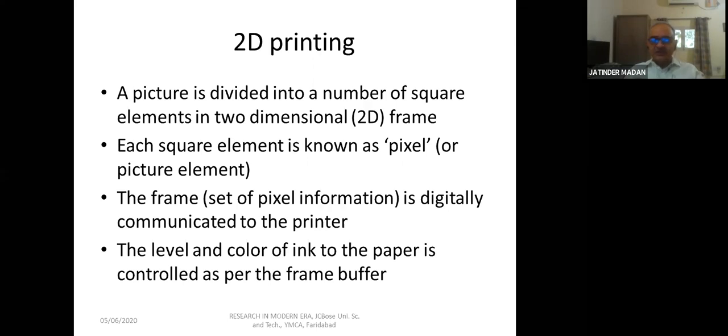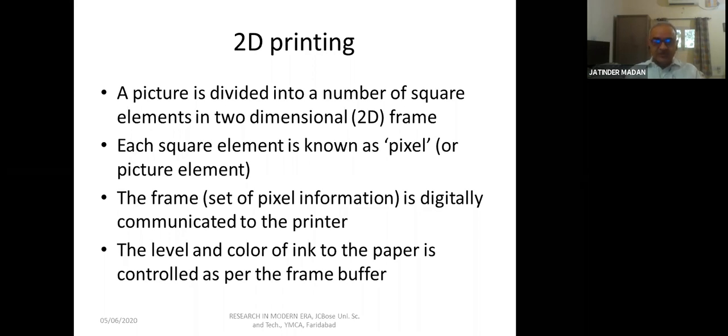So in 2D printing, a picture is divided into a number of square elements in a two-dimensional plane. Each square element is known as a pixel, or picture element. The frame, or the set of pixel information, is digitally communicated to the printer, and for each pixel we can control the level and color of the ink. The same thing is communicated to the printer, and we get a soft copy of the print accordingly from the printer itself.